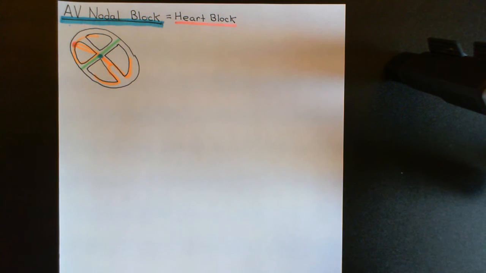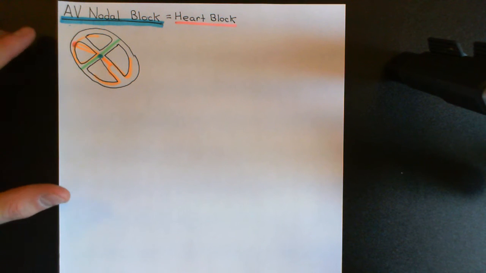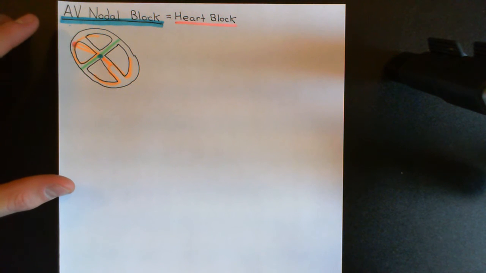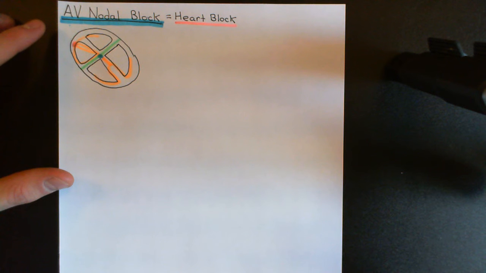Okay, so there's my picture of the heart's conduction system then. So now let's discuss AV nodal block. There are 3 different severities of AV nodal block. First degree AV node block or first degree heart block, second degree AV node block or second degree heart block, and third degree AV node block or third degree heart block.